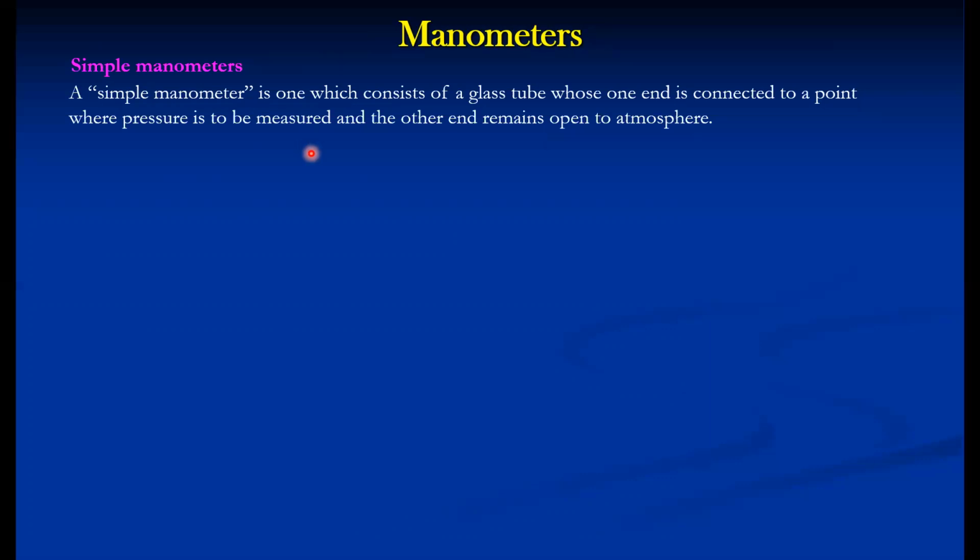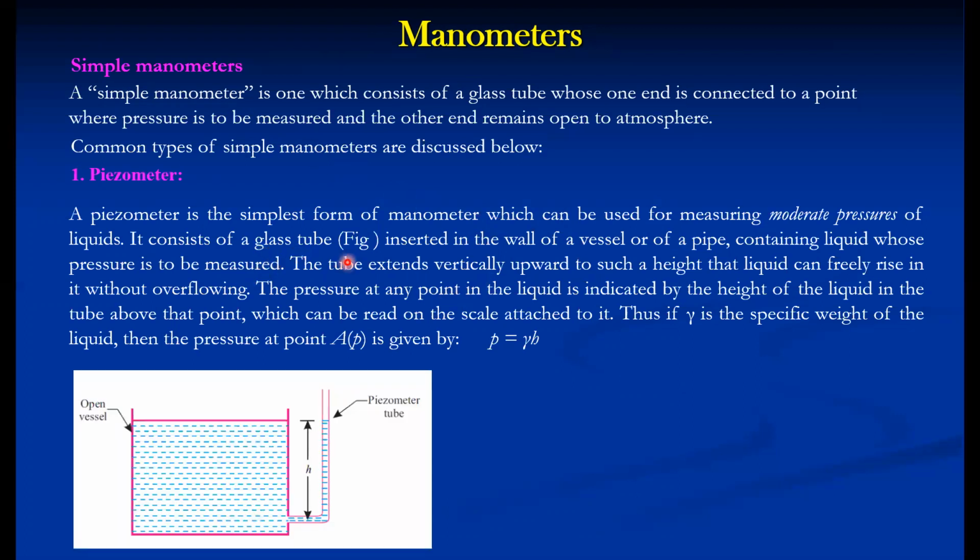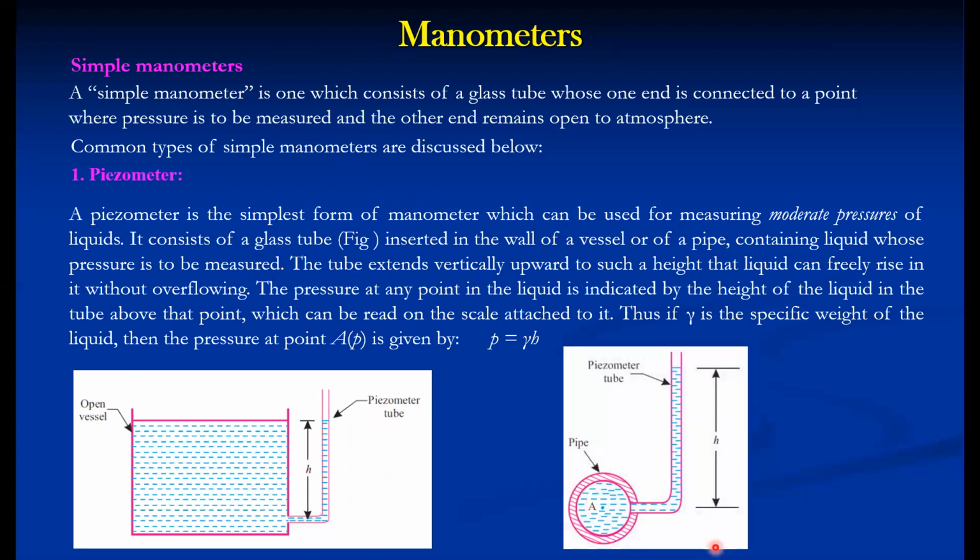Simple manometer is especially used to measure pressure at a particular point. First, the common type of simple manometer is the piezometer. So piezometer is the simplest form of manometer which can be used for measuring moderate pressure of the liquid. It mainly consists of a glass tube inserted in a vessel or in a pipe, we can say, containing liquid whose pressure is to be measured.